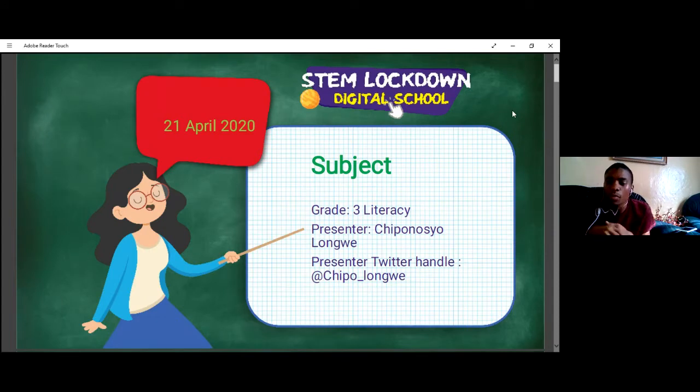So my name is Chipono Solongwe. We're doing grade 3 literacy. Today we're doing literacy and we're doing sounds. We've been doing sounds, and I said that the only time we change from sounds is when we're done with all the sounds, and then we're going to do sentences. But now we're doing sounds so we can learn words. And on Thursday we do reading.